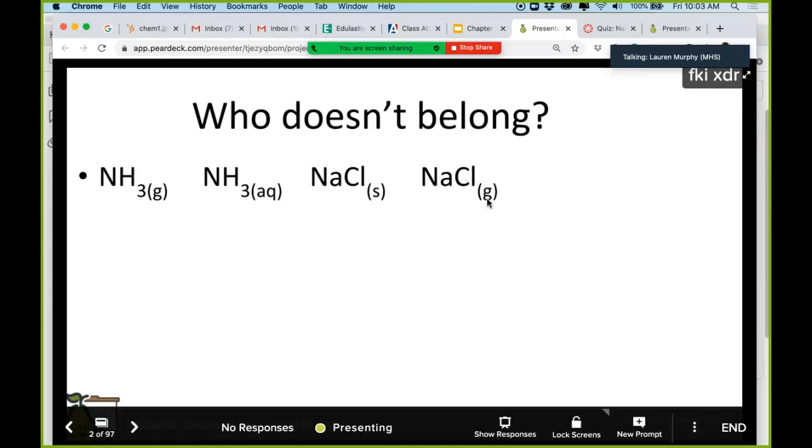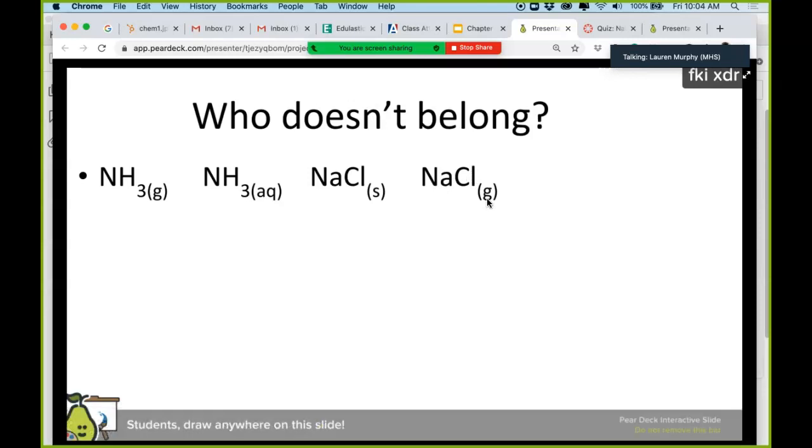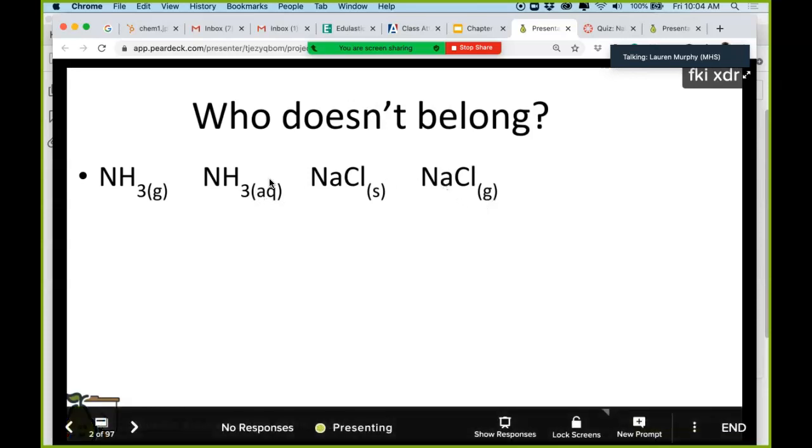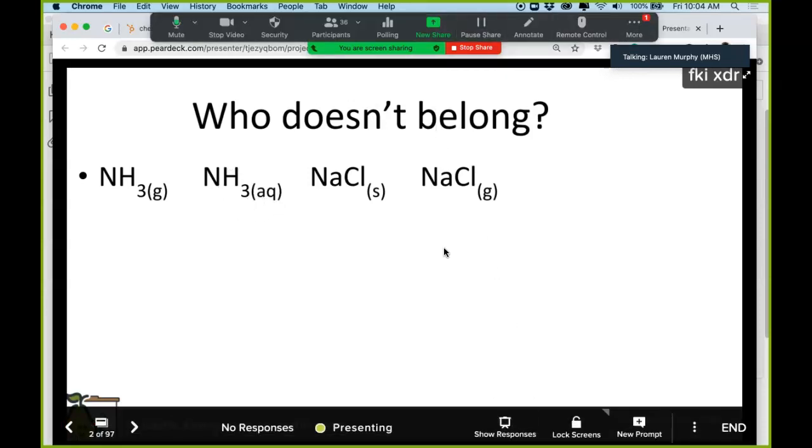Sodium chloride gas, and you go, how in the world do you turn table salt into gas? Well, if you heat it up really hot, you can technically turn it into a gas, but either way, it's still a pure substance. An aqueous substance is a mixture, meaning this is ammonia also in the presence of water. So there's actually 2 things involved in here, and that's why the ammonia aqueous does not belong. Okay, so let's move on.